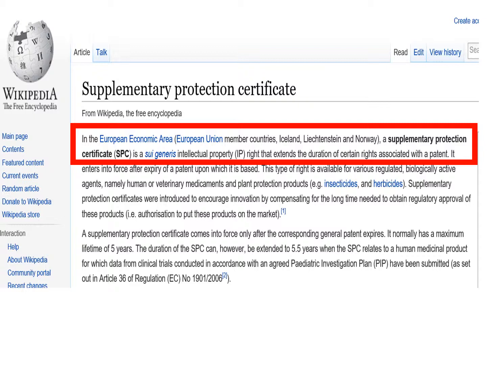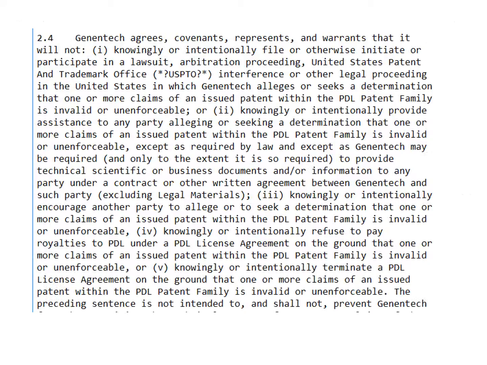Didn't Genentech say that it wouldn't fight, that it wouldn't help others fight, it wouldn't encourage others to fight? If you fight the SPCs, did you just violate the contract? Because man, if you did, then a whole bunch of penalties are going to kick in maybe in the contract. There's a section of the contract I haven't shown you, which lists out all the consequences of breach, and they are potentially gnarly. So the question is, if you fight the SPC, did you just violate the contract?